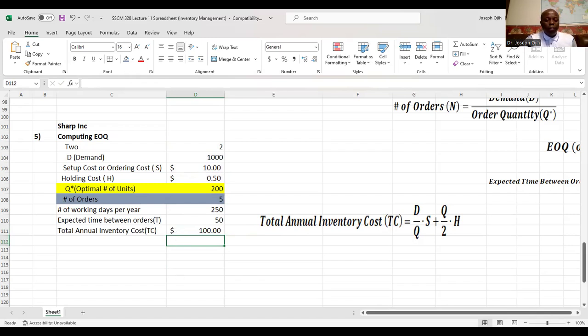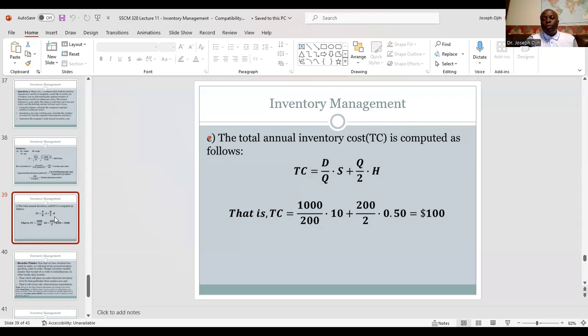Okay. And you see we have the same thing here. You can see right here, $100. So that's what I wanted to show you today.